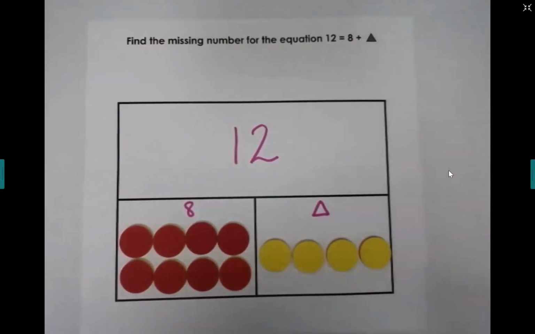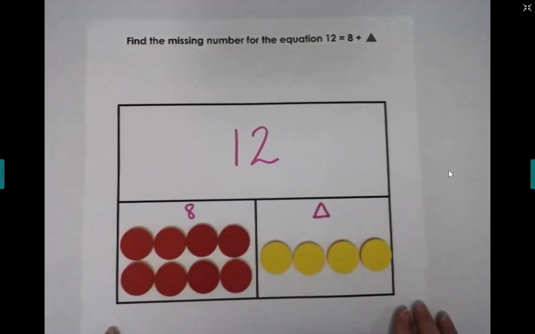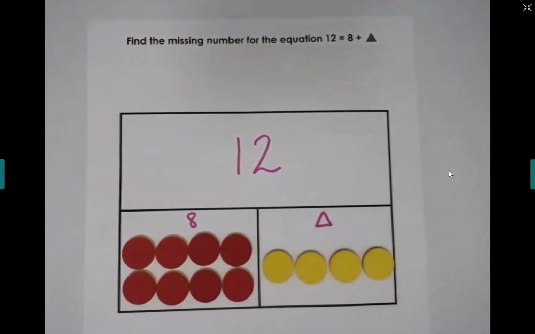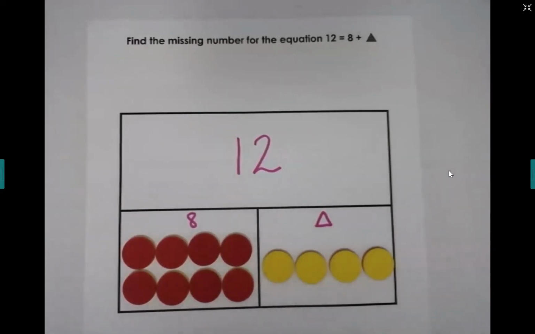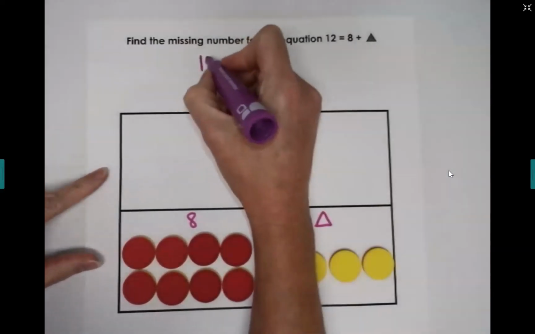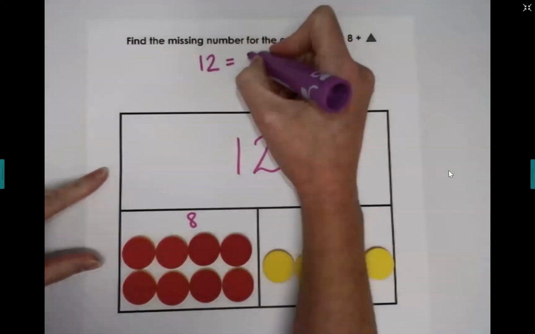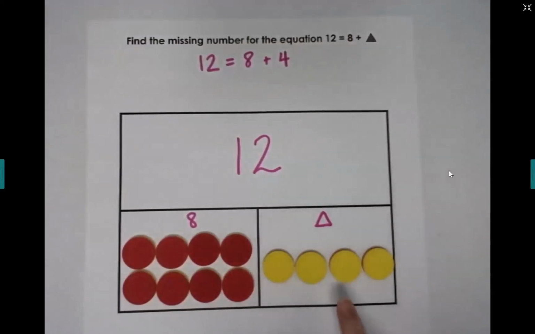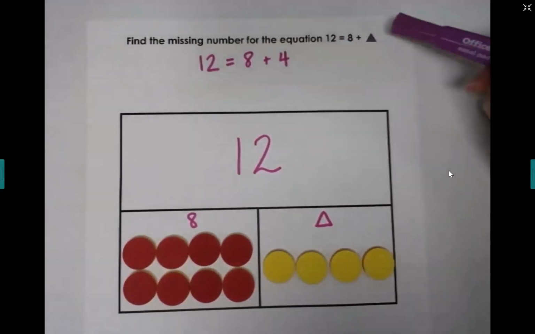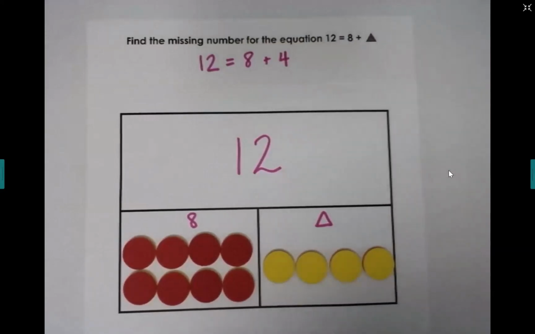To figure out this unknown amount, I can look at this part and count how many more I needed to add on to 8. And I see I needed 1, 2, 3, 4 more counters. So I can rewrite this equation now and replace this symbol with the 4. 4 is my unknown. So 12 is the same as 8 plus 4. The 4 made this a true equation because 8 plus 4 is equal to 12.